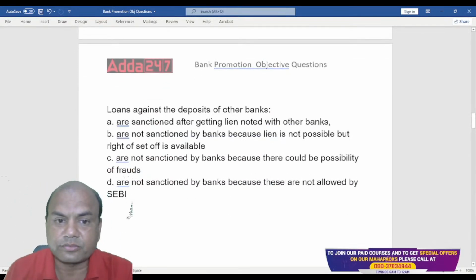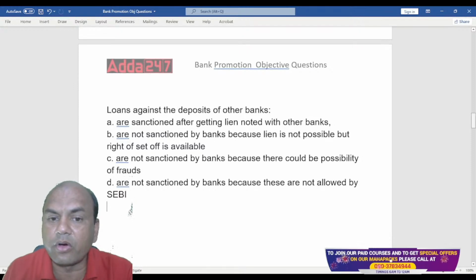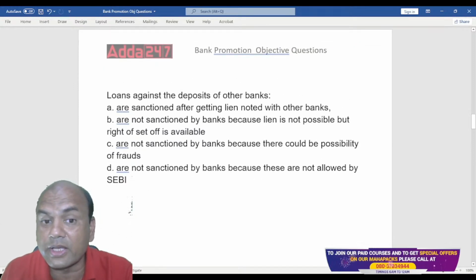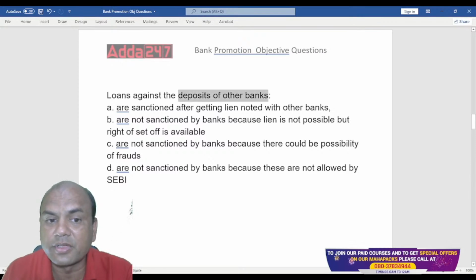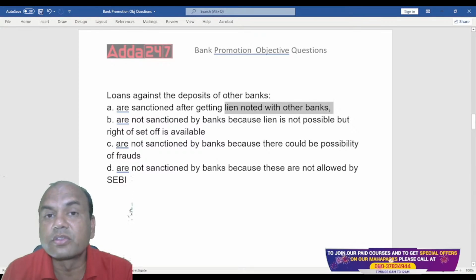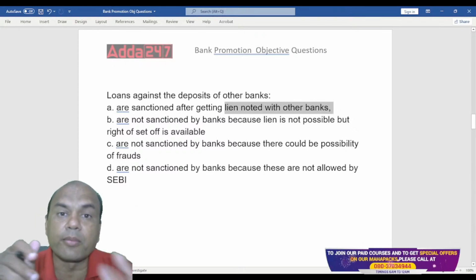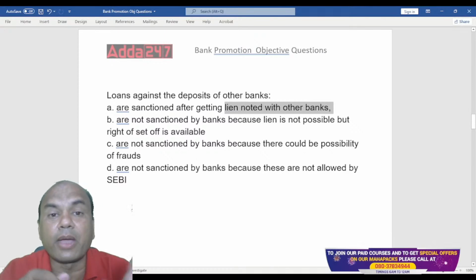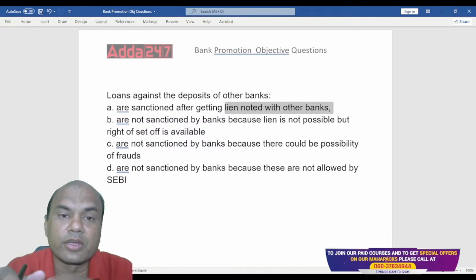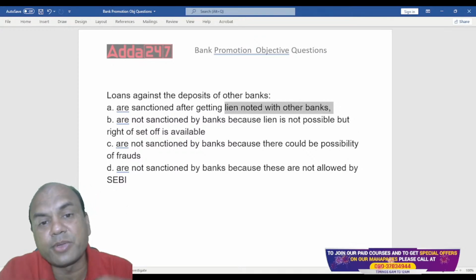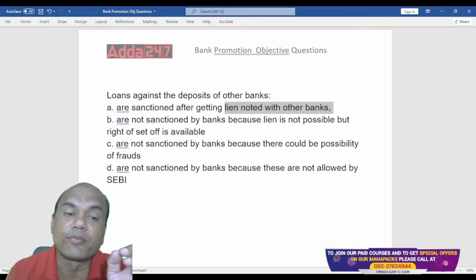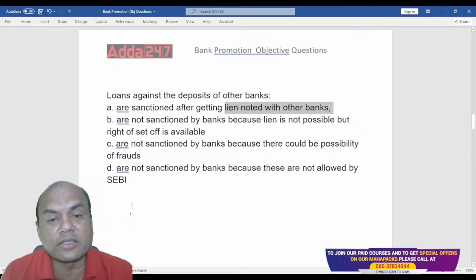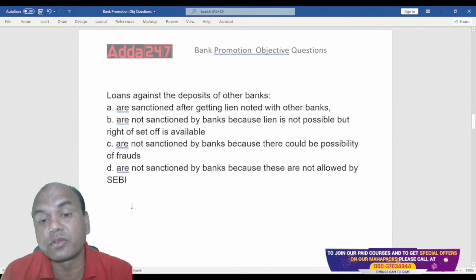Okay, next one. Loan against deposit of other banks. Okay, now look at this. Deposits of other banks are sanctioned after getting lien noted with other banks. So if I am SBI, you come to me with the FD of Bank of Baroda and tell me to give the loan against that. So will SBI talk to Bank of Baroda and tell them to mark the lien? So this is option number A. Option number B, are not sanctioned by the banks because lien is not possible, but right to set off is available. So right to set off is available.